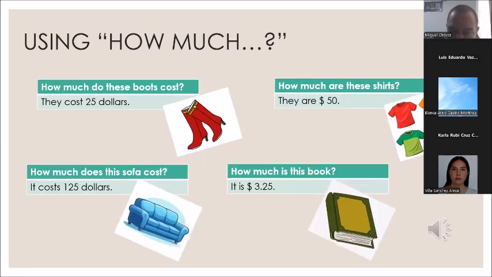We also use how much when we ask the cost of something. For example, how much do these boots cost? They cost $25. How much does this sofa cost? It costs $125. To ask about the price, you can use the phrase how much followed by is for one item or are for more than one item. For instance, how much are these shirts? They are $50. How much is this book? It is $3.25.